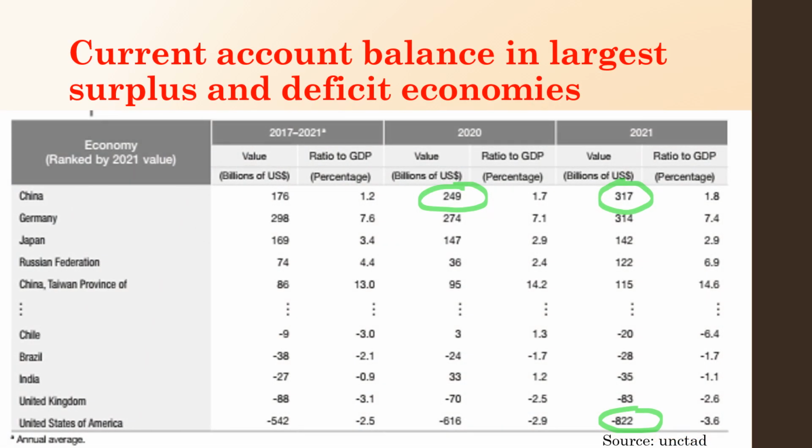The table shows the current account balance in largest surplus and deficit economies. China's current account surplus rose from $249 billion in 2020 to $317 billion in 2021. Germany, Japan, and Russia also had huge surpluses in their current accounts. The US had a huge current account deficit of $822 billion in 2021. This is shown as a negative value.